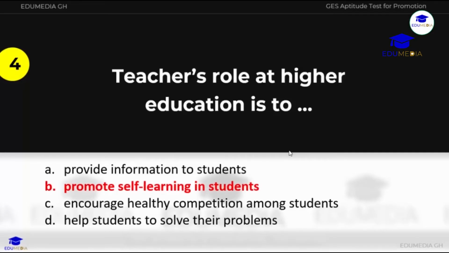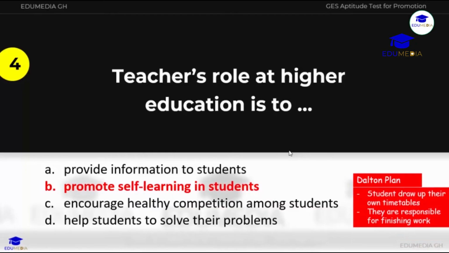Promote self-learning in students. Now, this idea is taken from the Dalton Plan, and the Dalton Plan is a method of education by which pupils work at their own pace and receive individual help from the teacher when necessary. Students draw up their own timetables, and they are also responsible for finishing the work on their syllabus and assignment.